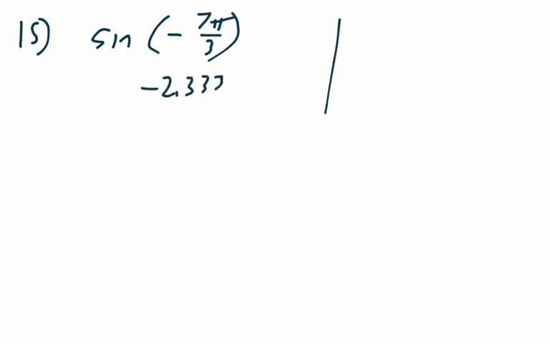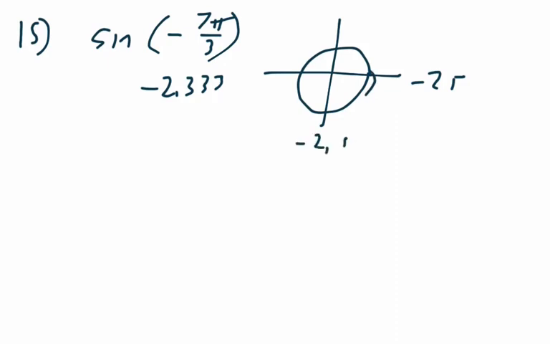For problem number 15, I'm going to change it from what's on the sheet. I'm going to do the sine of negative 7 pi over 3, which is negative 2.333. So since it's negative, I went the other way, and that's negative 2, and that's negative 2.5. So I'm in quadrant number 4, and just to make sure for the last time, all students take calculus, so the only thing that's positive in quadrant number 4 is the cosine, which means my answer is negative.